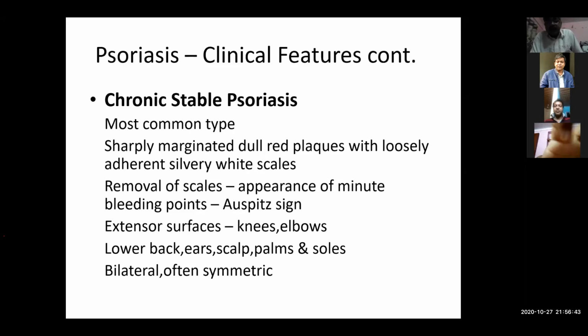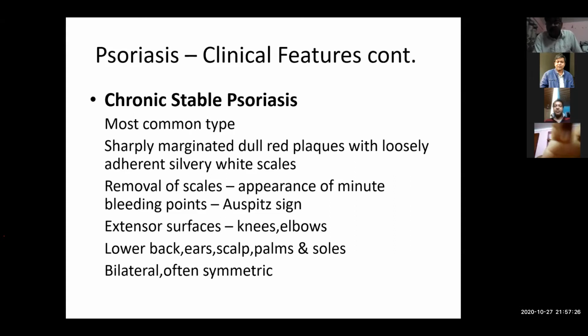As I already mentioned, it has a predominance for the extensor surfaces, the knees, the elbows, amongst other sites: scalp, palms and soles. I mentioned palmoplantar psoriasis, and the lower back, a very important site. It is mandatory to examine the patient: examine the scalp, the palms, the soles, the knees, the elbows, the lower back. This is usually symmetric and bilateral, right? So this is chronic plaque psoriasis, well marginated, dull red plaques, erythematous plaques with silvery white or micaceous scales. Removal of the scales may show Auspitz sign, classical sites of predilection, bilateral, often symmetric.